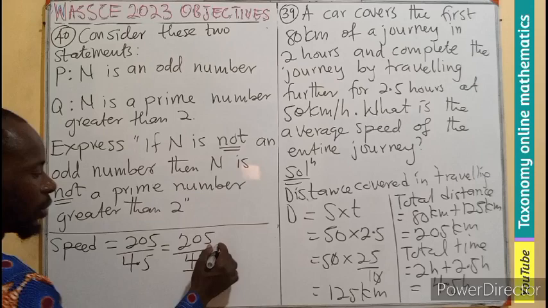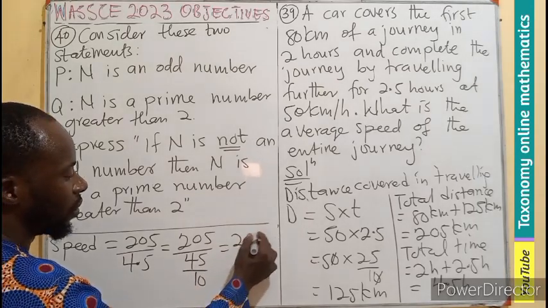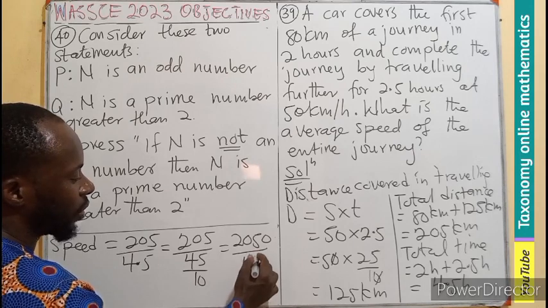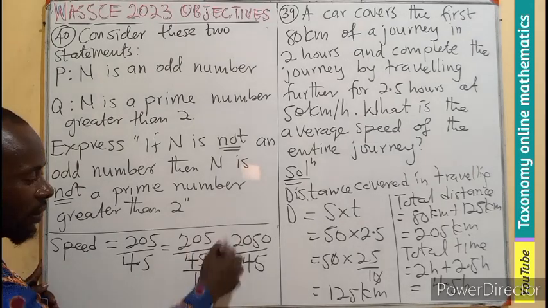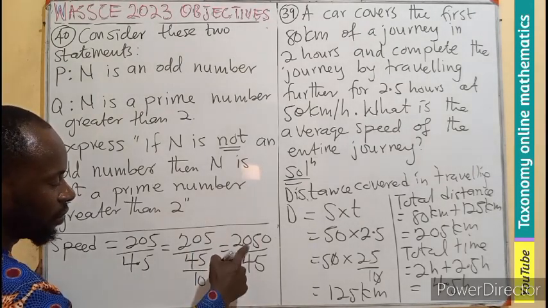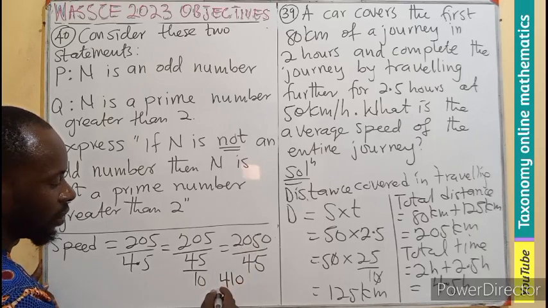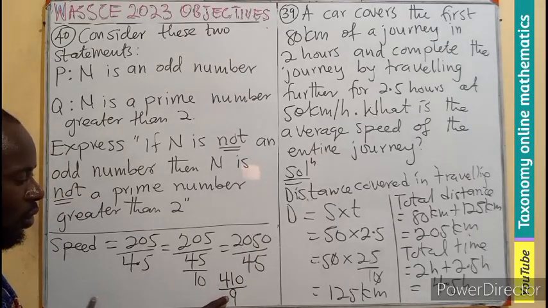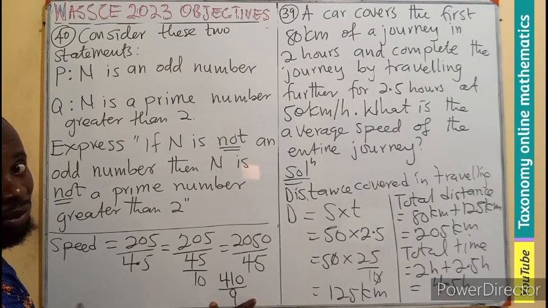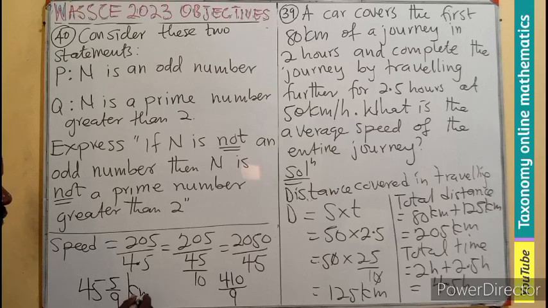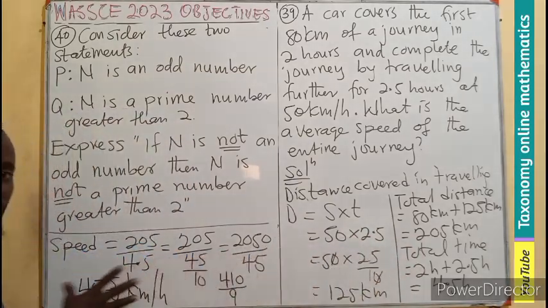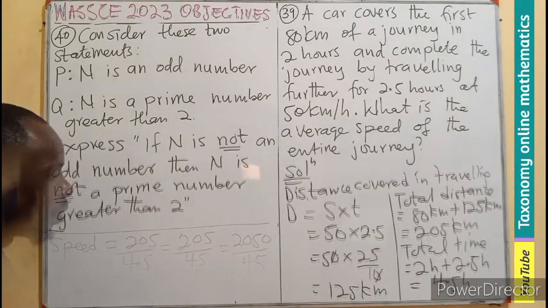You know, this will go up to give you 2050 over 45. I believe 5 can go there: 5 into 45 is 9, and 5 into 2050 is 410. So in this case, we can convert this into a mixed fraction, which is what the question is demanding. It will be 45 whole number 5 out of 9 kilometers per hour as the speed. I believe you follow through, even though we are managing a small portion of the board.